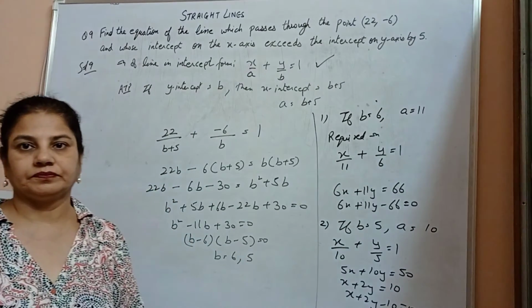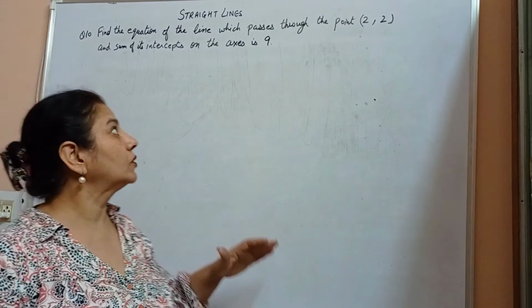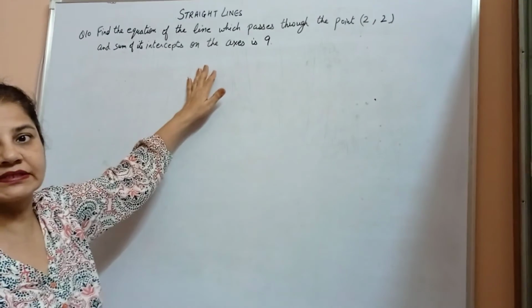Find the equation of a line which passes through the point 2, 2 and sum of its intercepts on axis is 9.